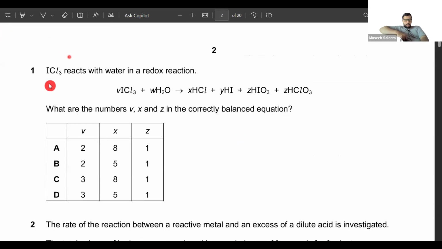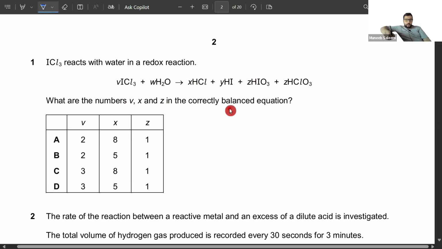Our first question is that ICl3 reacts with water in a redox reaction, and this is the equation provided here. We have ICl3 reacting with water to make HCl, HI, HIO3 and HClO3. Now the question states, what are the numbers V, X and Z in the correctly balanced equation? So basically, we are supposed to find the coefficients for this chemical equation.